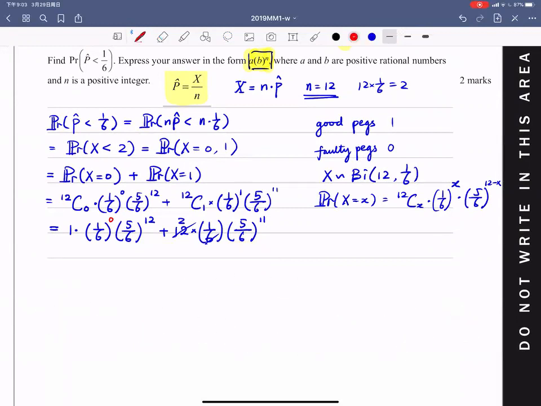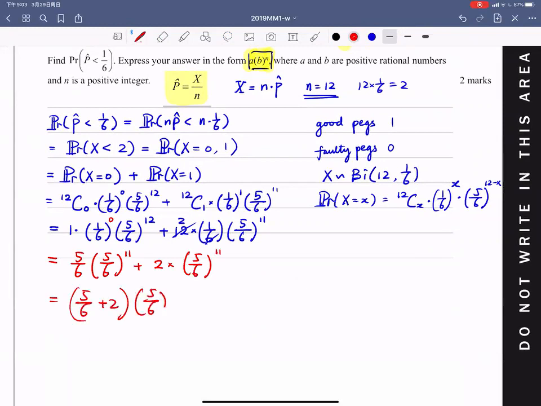All right, let's pick them up. Then you should have 5 on 6 to the power of 11 plus 2 times 5 on 6 to the power of 11. This looks much better. 5 on 6 plus 2 times 5 on 6 to the power of 11. Then you should have 5 plus 12, which is 17, times 5 to the power of 11 divided by 6 to the power of 11. So it's 17 times 5 on 6 to the power of 11.